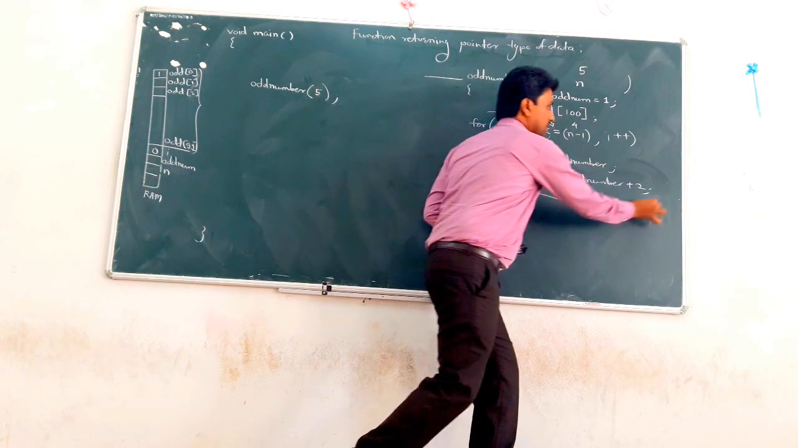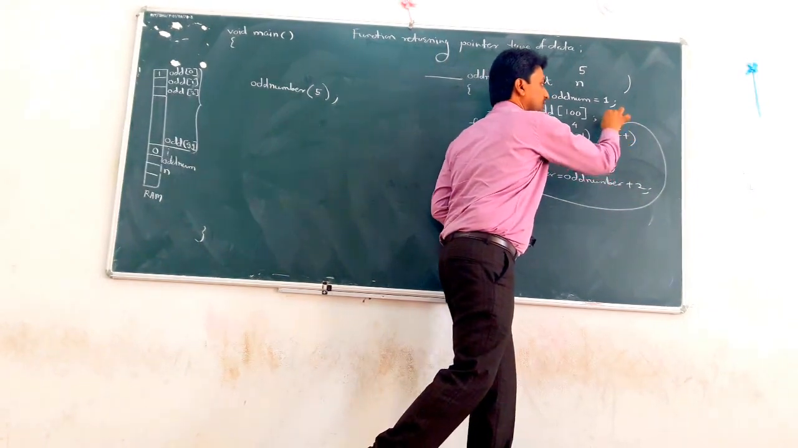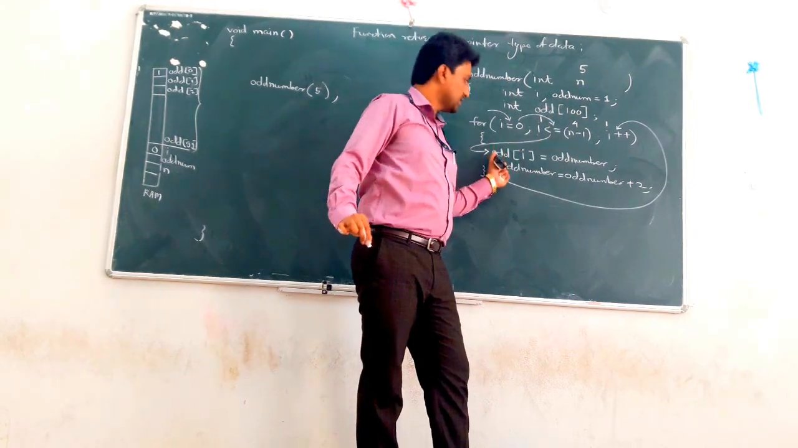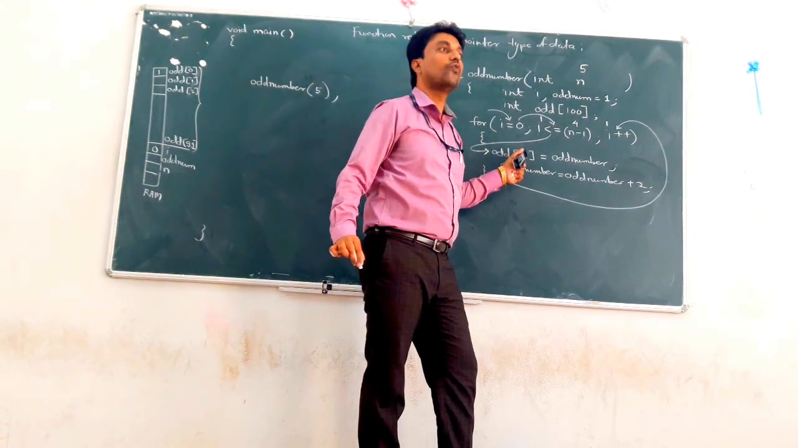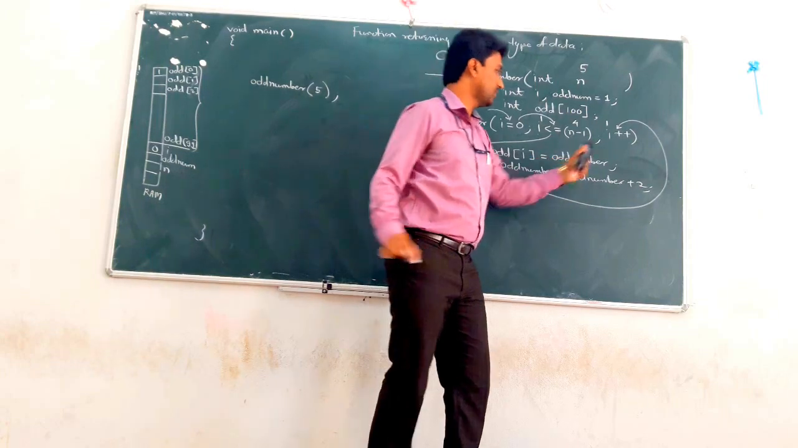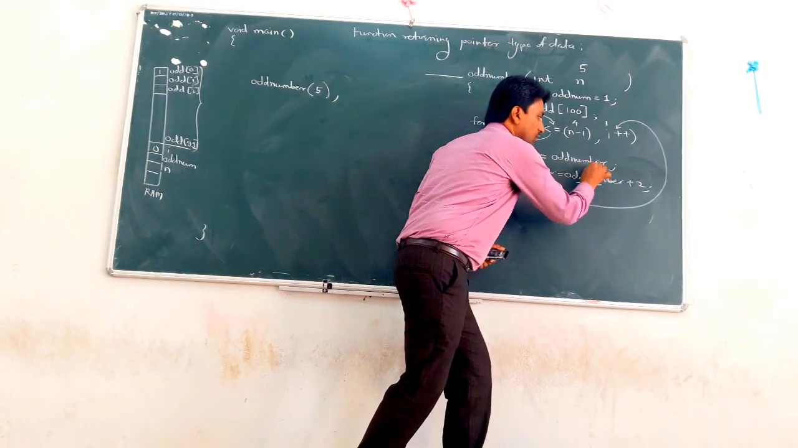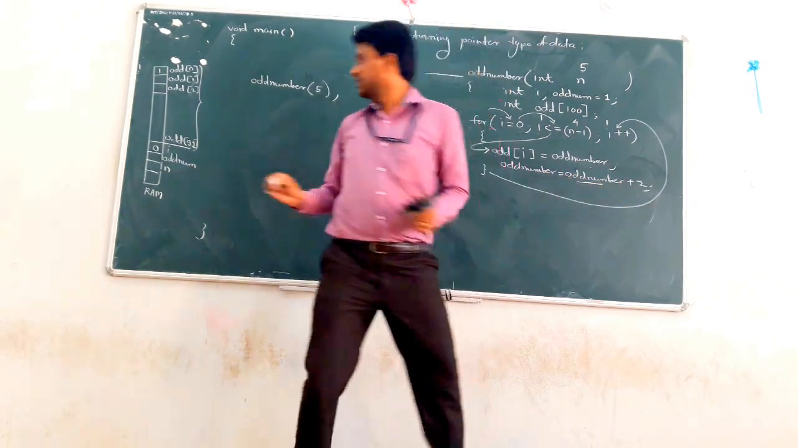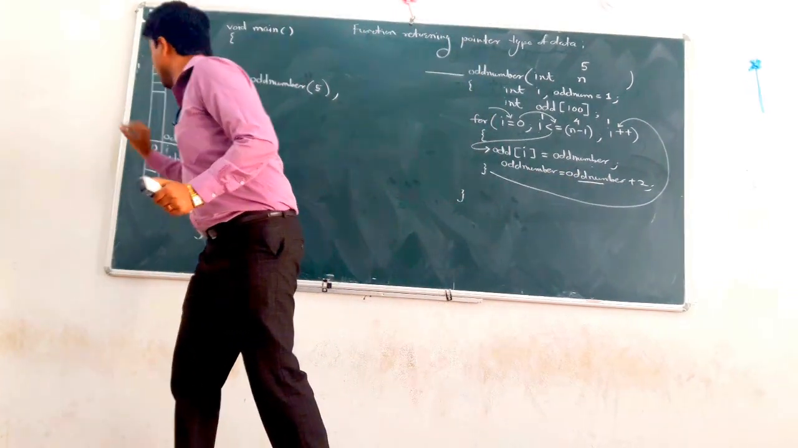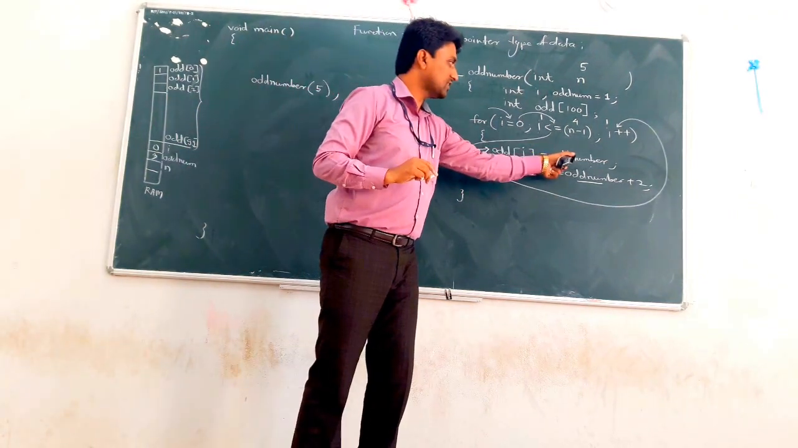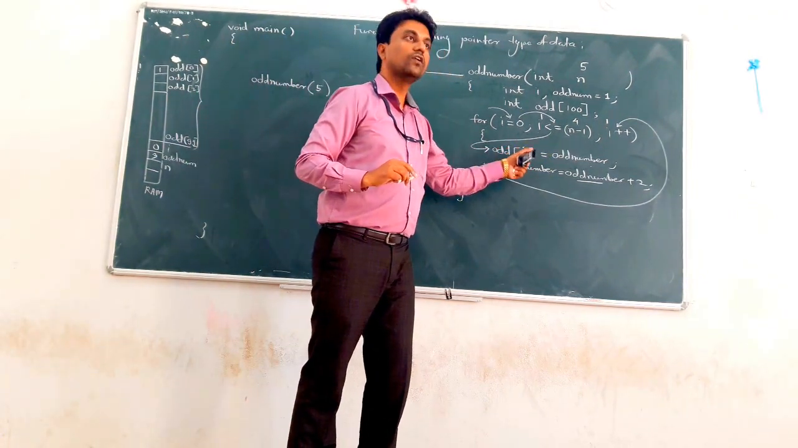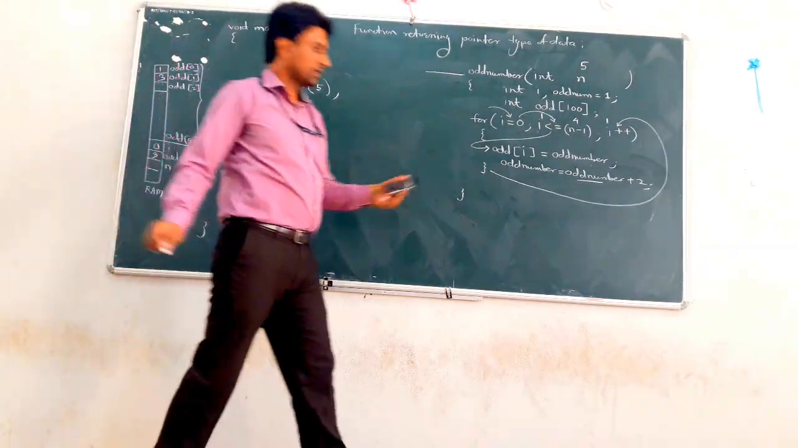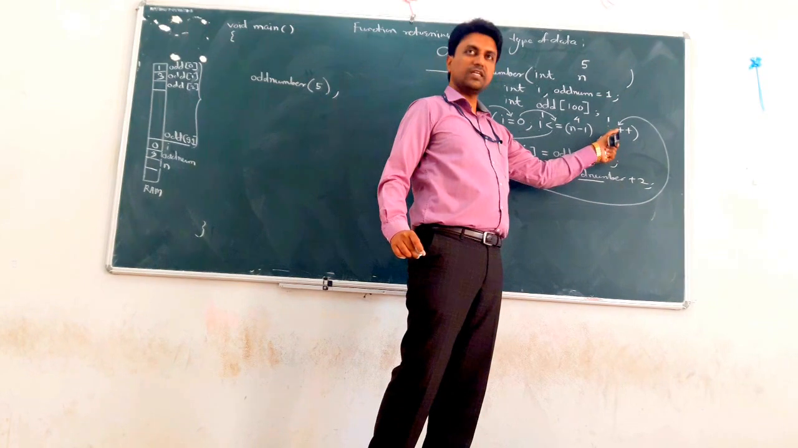Similarly, I plus plus. Now I becomes 1. 1 less than equal to 4, condition true. Next statement, odd of 1 is equal to odd number. But what is the current odd number? 1 plus 2. In the first iteration, the odd number is 1 plus 2, that is 3. And 3 is stored into RAM. In the second iteration, that 3 value is assigned to the odd of 1. So 3 here, odd of 1. Clear? Similar way, I plus plus.